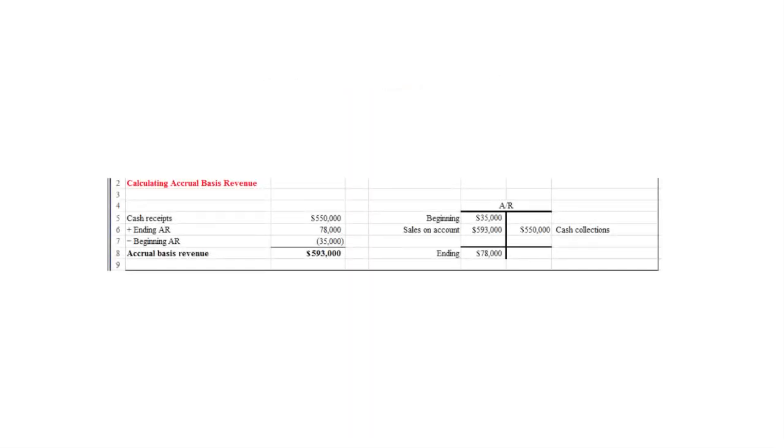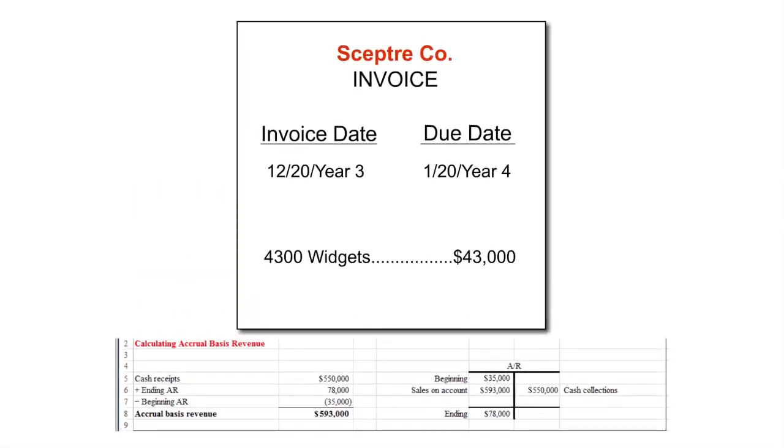The company must account for revenue earned during the year but not collected in cash, and of course, cash collected during the year that didn't relate to last year. The invoice in image 3 is sales revenue that should be recorded in year 3 under the accrual method, but wouldn't be reflected in the cash receipts of $550,000. To capture this type of activity, we add the ending AR because it reflects revenue earned this year that would not have been collected until next year. And we subtract the beginning.